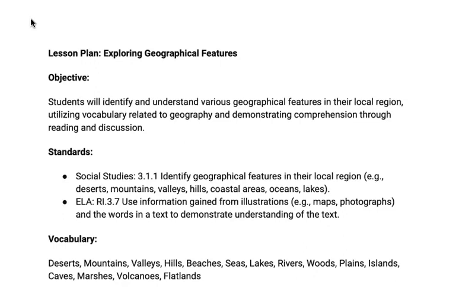The standard I chose is Social Studies 3.1.1. Identify geographical features in their local region. Examples: desert, mountains, valleys, hills, coastal areas, oceans, lakes. And for the LA standard, I chose RI.3.7, which is use information gained from illustrations, for example maps, photographs, and the words in the text to demonstrate understanding of the text.